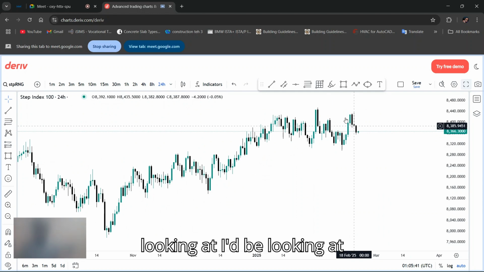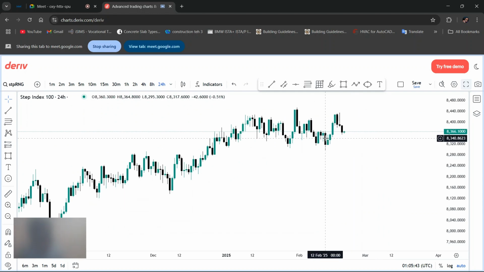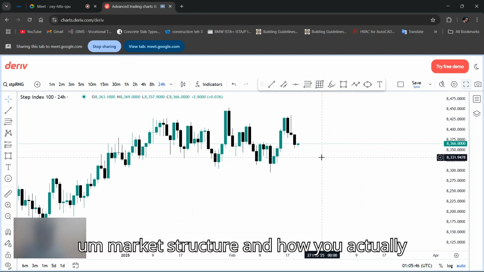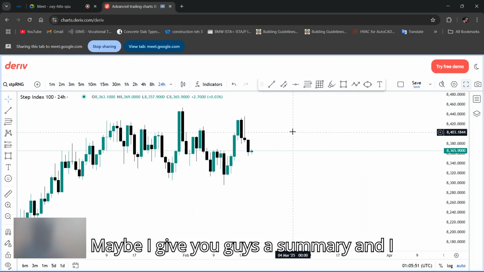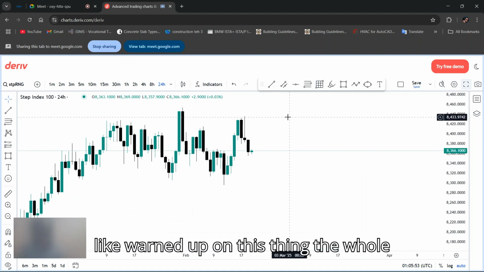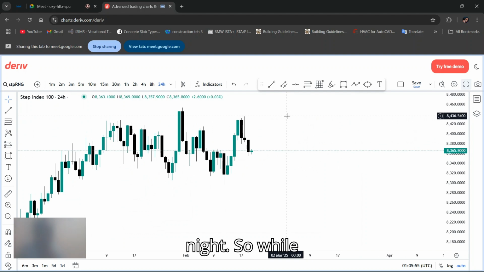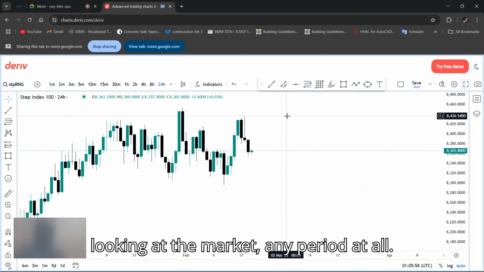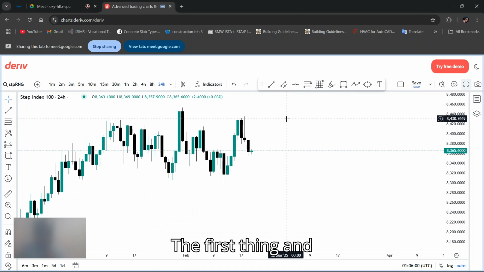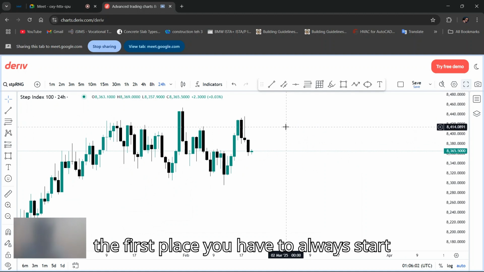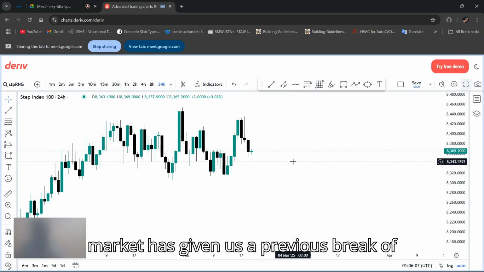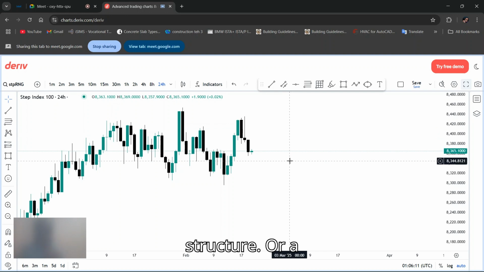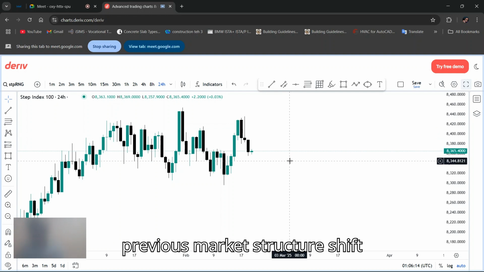So while I'd be looking at market structure and how you actually step in and use time frame, I would give you guys a summary card and I'll go over this the whole night. While looking at the market, any period at all, the first place you have to always start from is looking at where the market has given us a previous break of structure or a previous market structure shift.